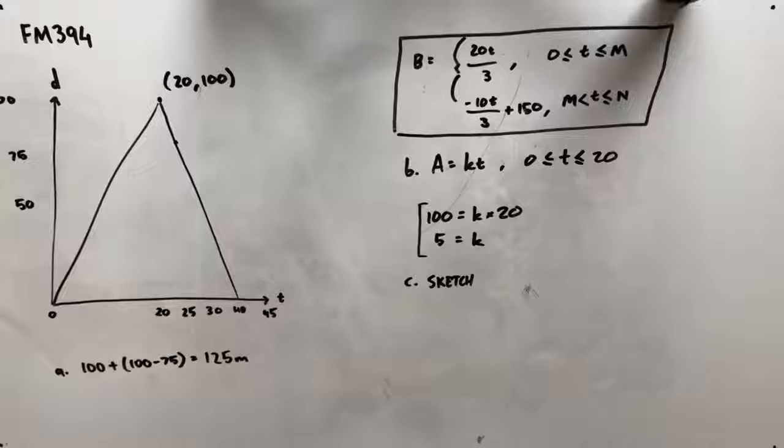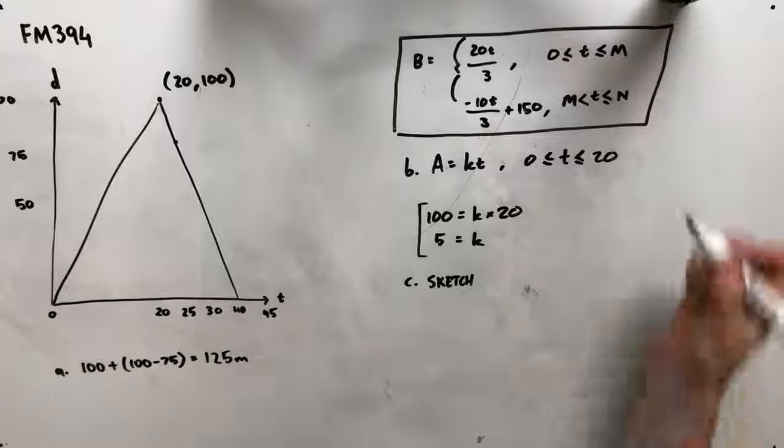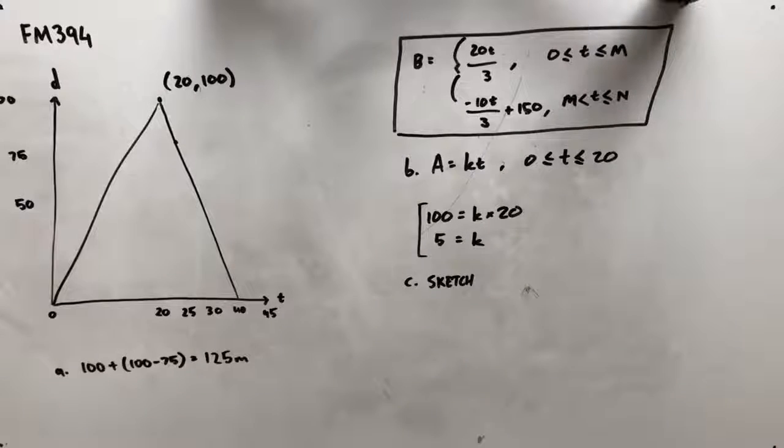So part C says, sketch the relation representing Jacob's run on the axes below. Now, this one is maybe a little bit more tricky because we don't know these values of m and n. We don't know how long it takes Jacob to run to the tree or how long it takes him to get back and finish the race. To figure this out, we're going to need to take some of the information that we already do know.